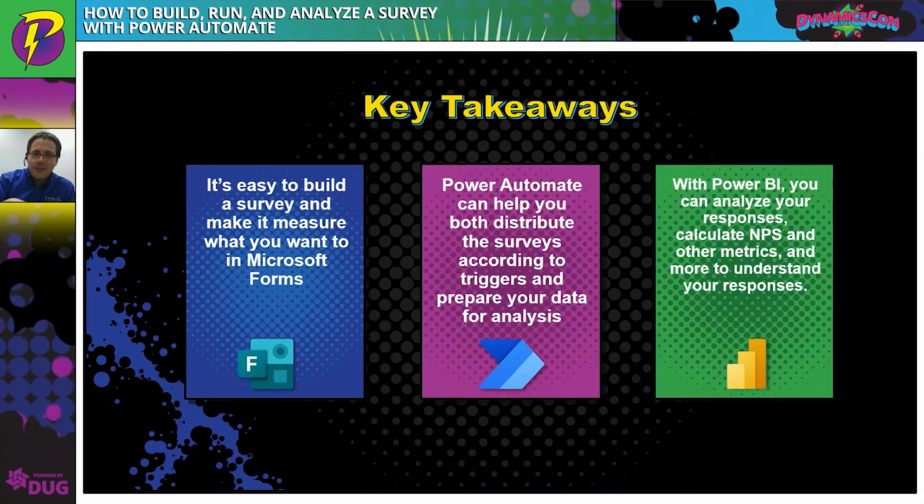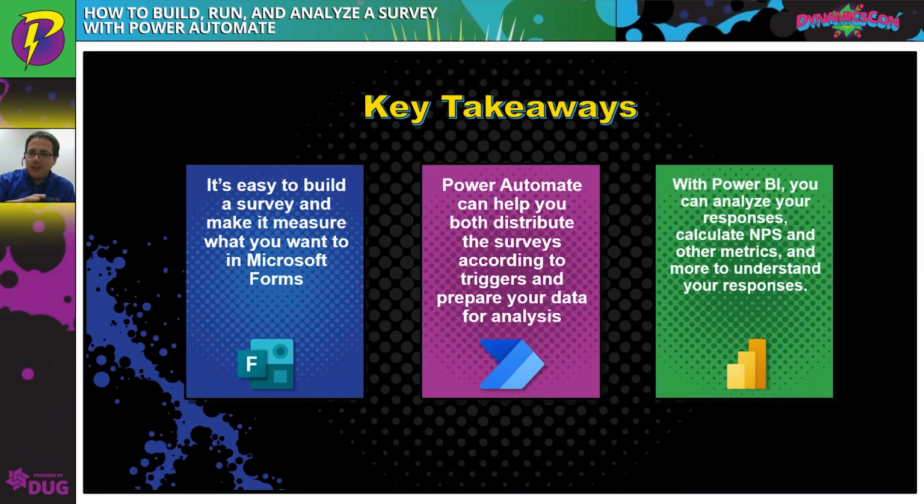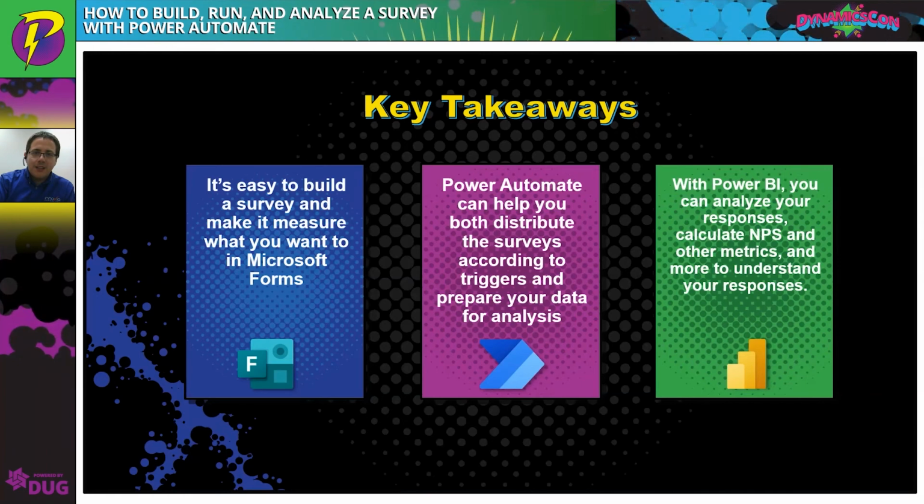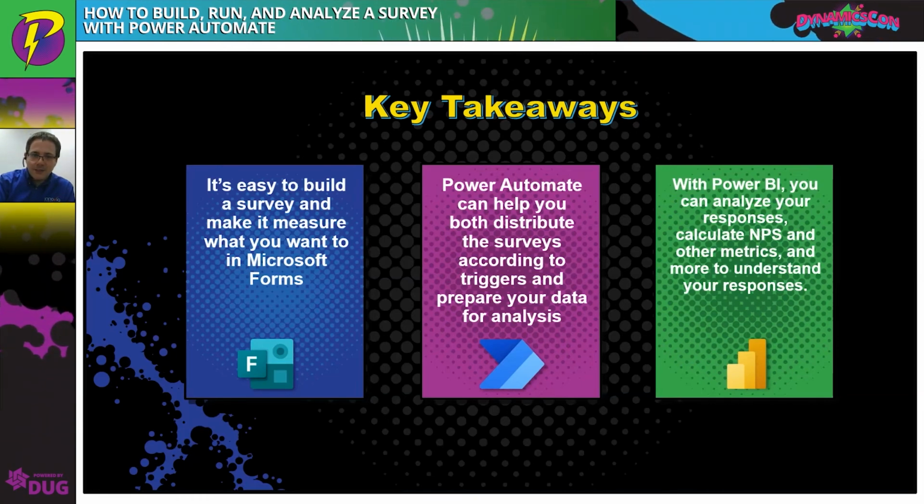Then with Power BI, we can analyze your responses, calculate your NPS and any other complex metrics that you want to score, and break it down by all these different categories that are important to you, whether that's industry, geography, different account managers. If it's in your system, you can use it here in Power BI to break it down. Again, that's just connecting that email from the survey to the contact to the account, and you're good to go. You're going to start making some really cool stuff.